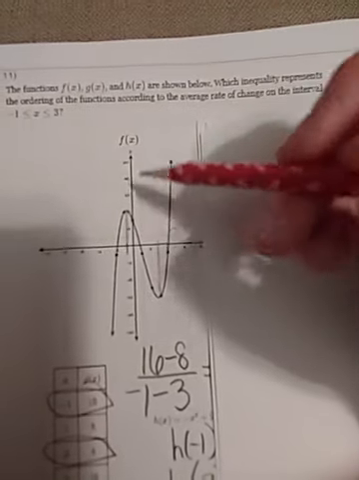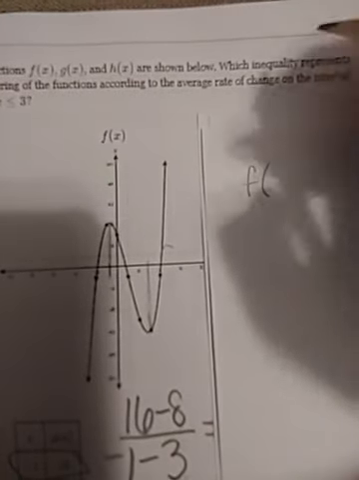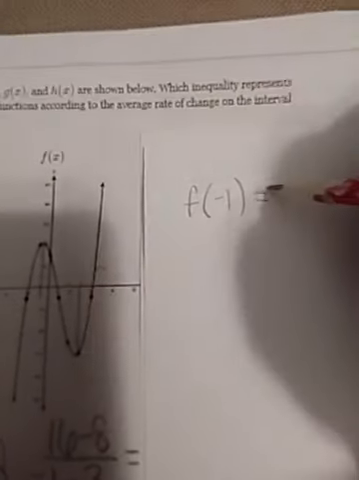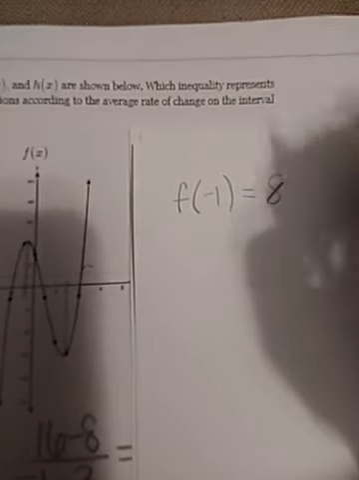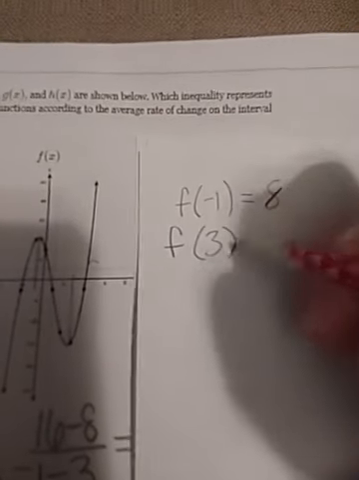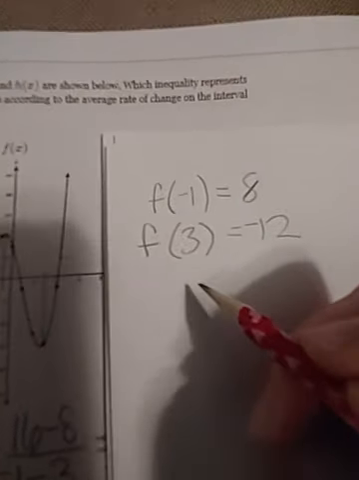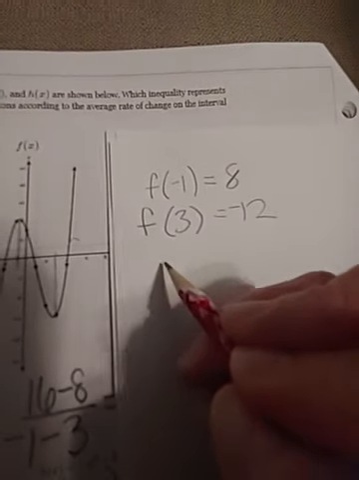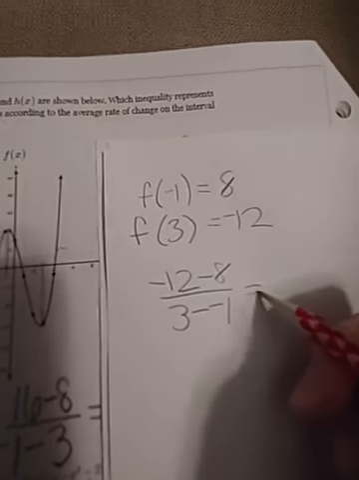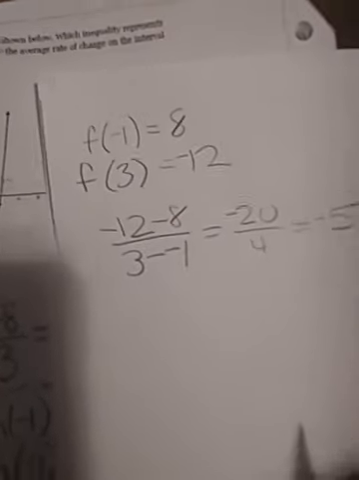So if you look at the graph, it's really hard to read, but if you look at f of -1, it's at 8. And if you look at f of 3, it's at -12. So we have -12 minus 8 over 3 minus -1. So that's -20 over 4, which is -5. Okay.